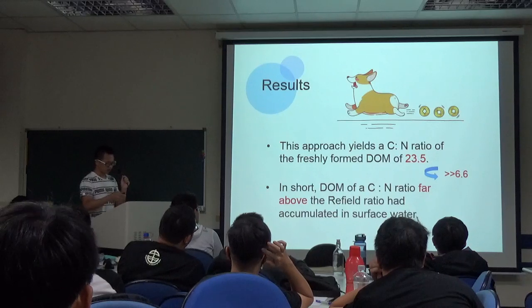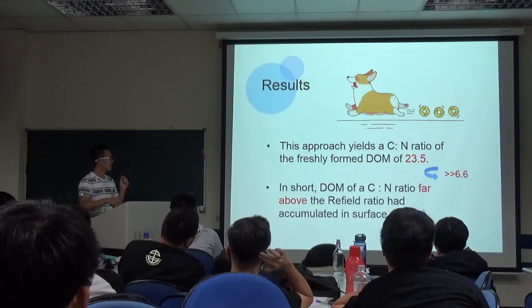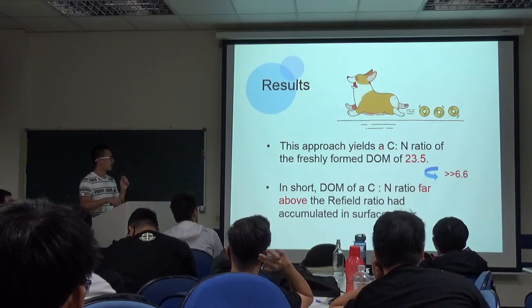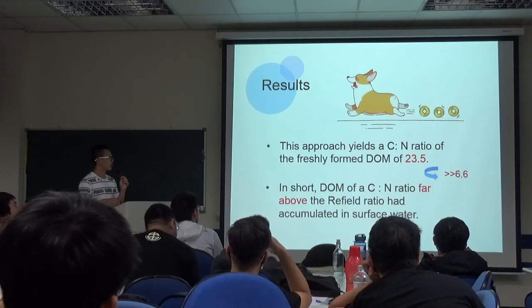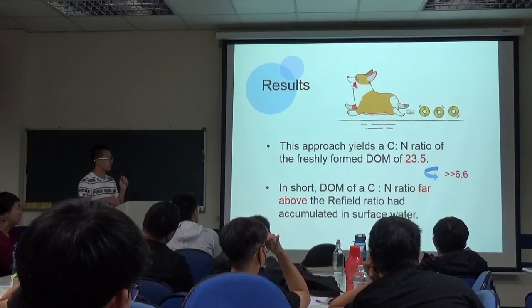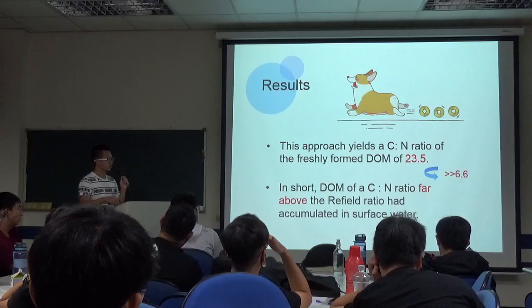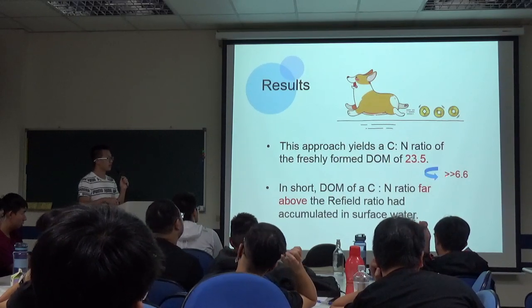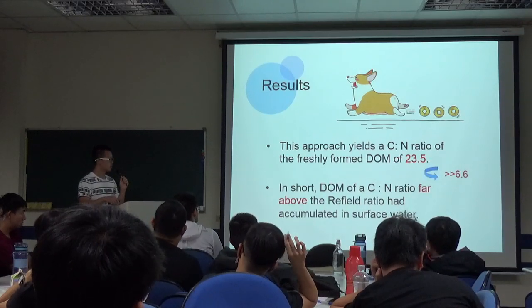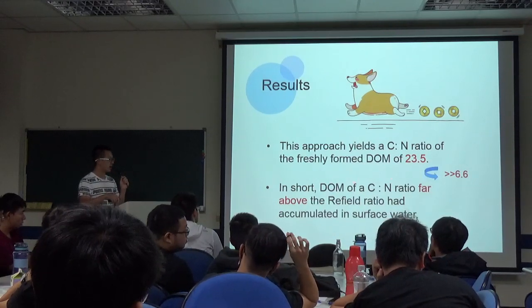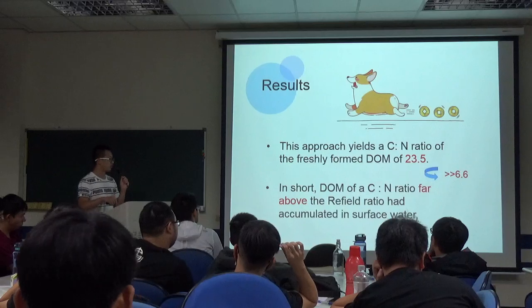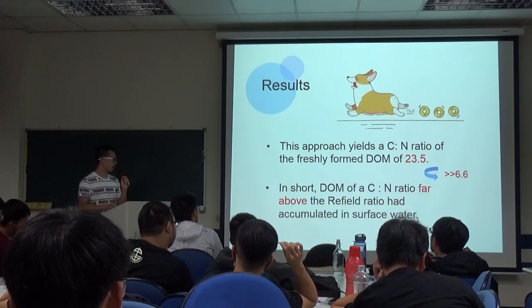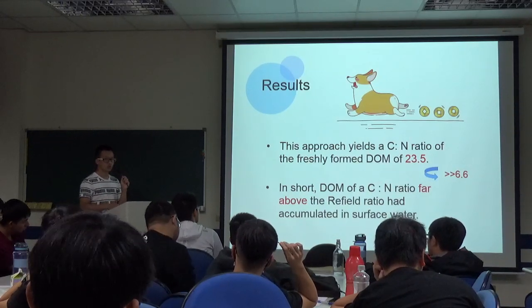Through the data, the regression yields a carbon to nitrogen ratio of the freshly formed DOM of 23.5. It's much bigger than 6.6. In short, DOM with a carbon to nitrogen ratio far above the Redfield ratio had accumulated in surface water.